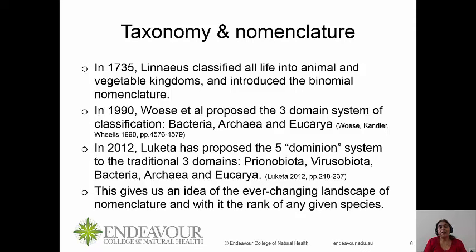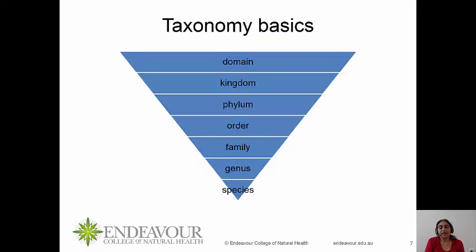So keep that in mind, because when you read a book based on this classification, you will see the differences. So don't get too worked up or fazed by the differences over there. Just look at the date when it was done. Okay, so this gives us the idea of the ever-changing landscape of nomenclature, and with it, the rank of any given species. Now, what are the main hierarchy of taxonomy? What is it?